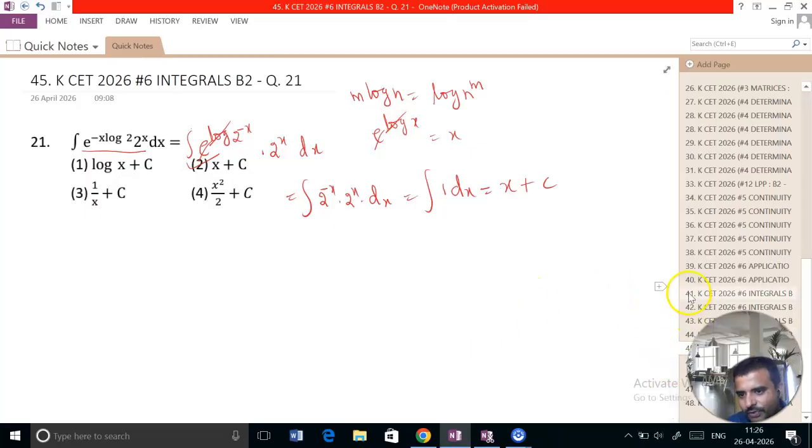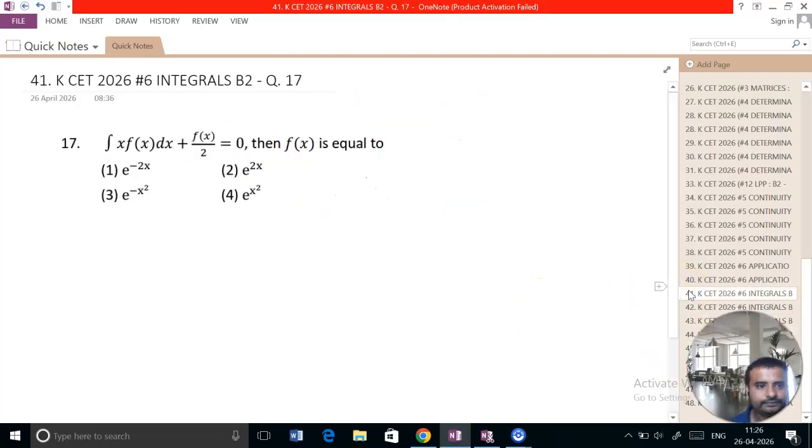Okay, so let's move on to the last question of integral. Here they have given the integral of x into f of x plus f of x by 2 is equal to 0. Then what is your f of x? So we have to find out f of x. Again, it is one of the time consuming problems. I already mentioned in the initial class, they gave 7 questions as time consuming questions. This is one of them.